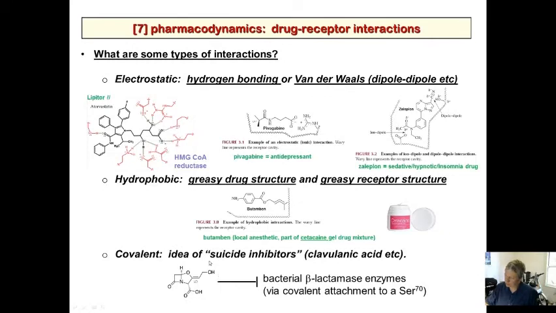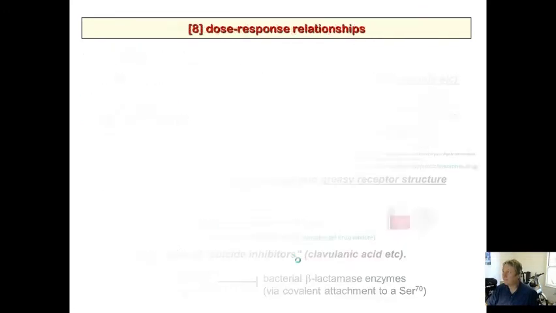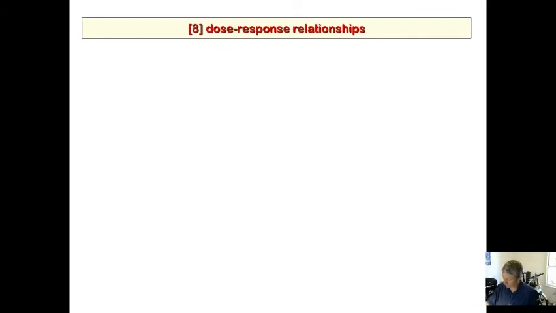I think I mentioned before, suicide inhibitors or suicide substrates. It is a kind of common thing, and there is a pretty good Wikipedia page on those, and you can see other examples of suicide inhibitors and suicide substrates. Dose-response relationships. Let's talk about dose-response relationships a bit.